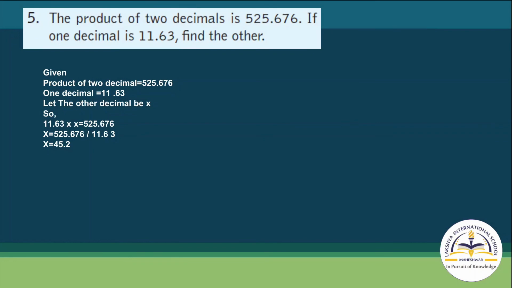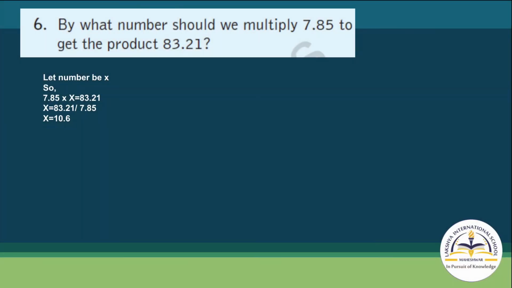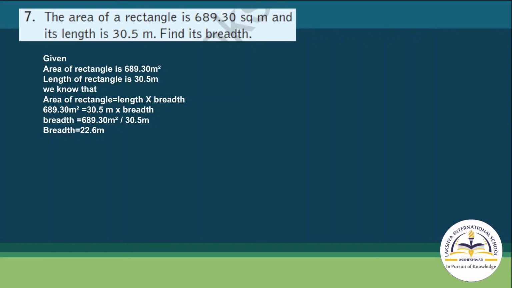Now question number 5, the product of two decimals is 525.676. If one decimal is 11.63, find the other. The product of two decimals is given, one decimal is also given, the other decimal will be considered as x. Now 11.63 into x equals 525.676. Now here when you divide 525.676 by 11.63, you will get your answer 45.2. So in this manner you have to solve question number 6 and 7.